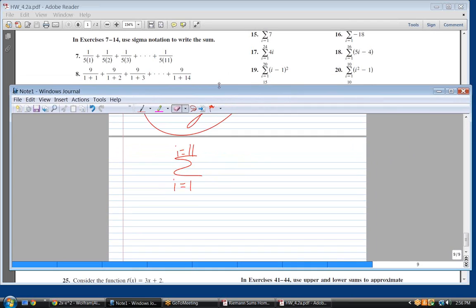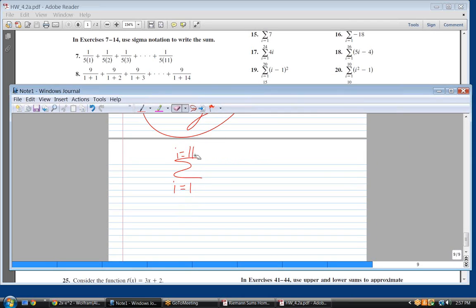About this one? This one we have, it goes from 1 to 14. The 9 stays the same, and it's 9 over 1 plus I. Okay.